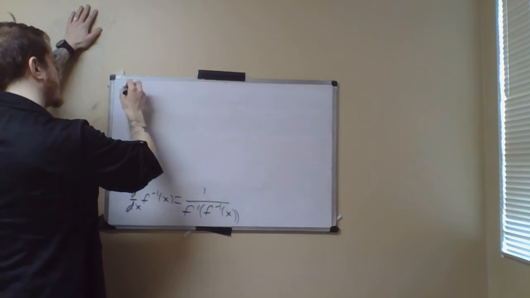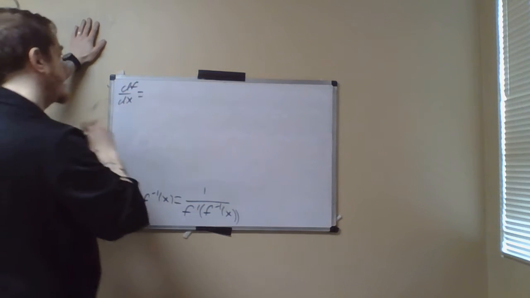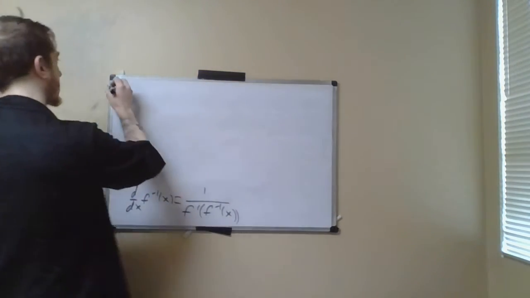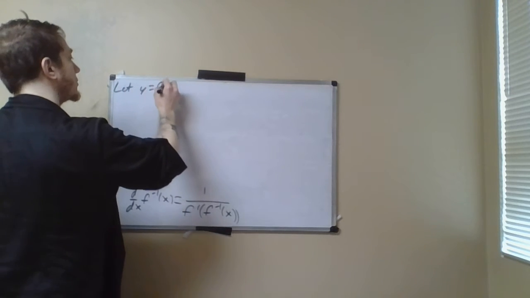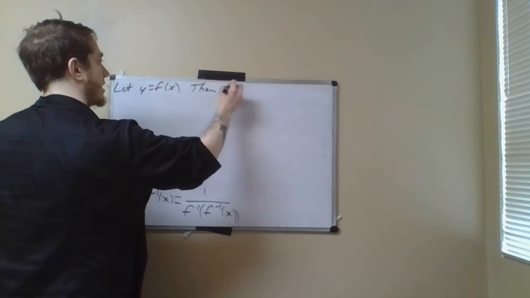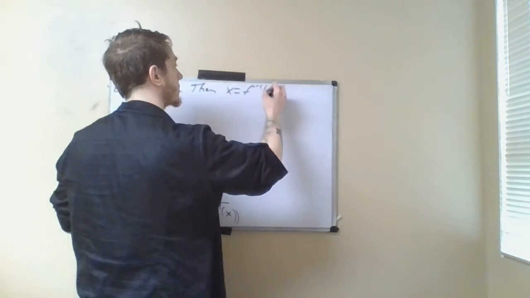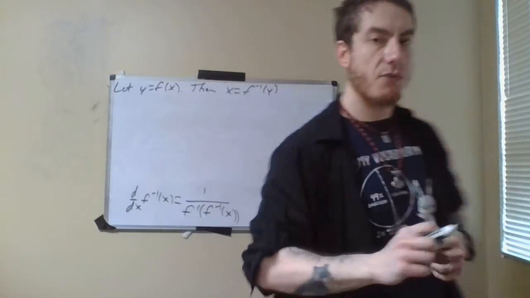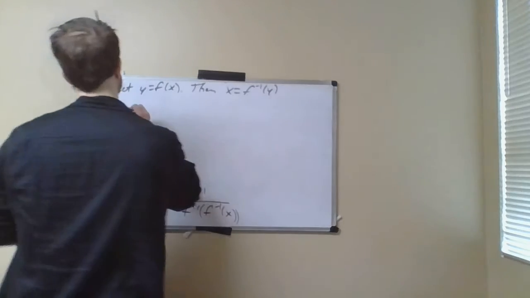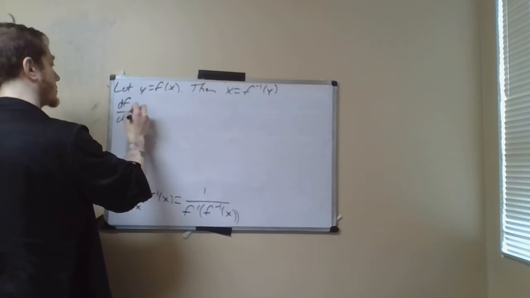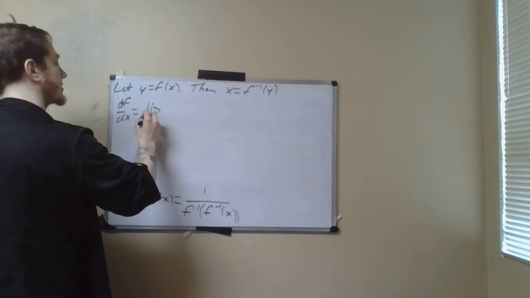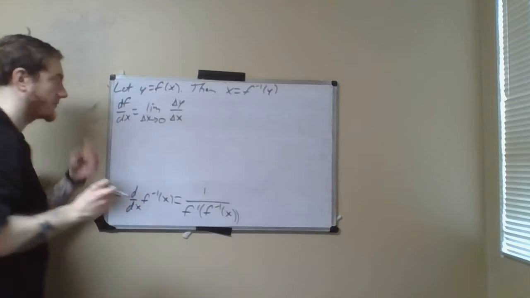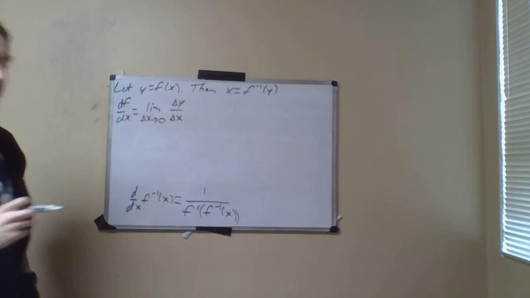Remember that df by dx, this is actually equal to, well, actually, let me put it this way. Let y be equal to f of x. Then x is equal to f inverse of y. So let me suppose now that I want to find df by dx. Well, this is actually the limit as delta x approaches 0 of delta y divided by delta x. And we are supposing that this exists.